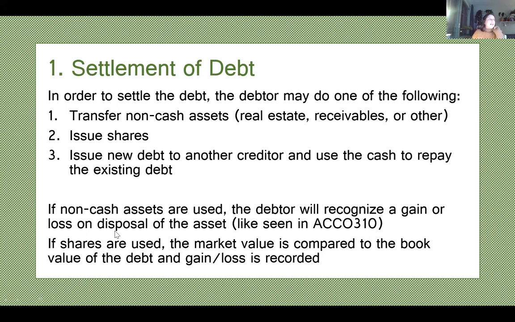If a non-cash asset is used, the debtor will recognize a gain or loss on disposal of the asset, like you've seen in ACCO 3 times. So you have to take into consideration if there's any accumulated depreciation, the fair market value, the book value, stuff like that. And then if shares are used, the market value is compared to the book value of the debt, and a gain or loss is recorded.